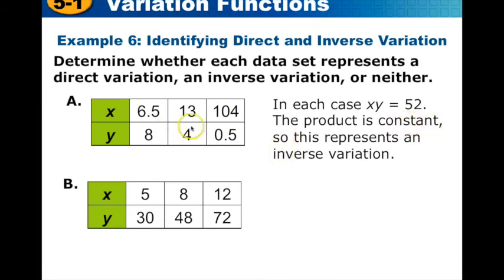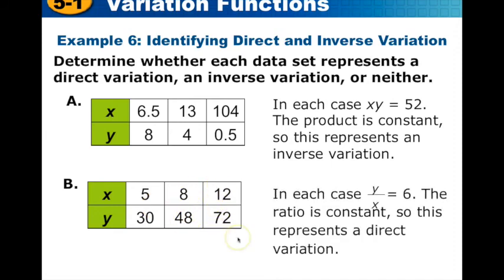So since in each case the product is constant, we get 52 each time, that means that this is an inverse variation. For the next one, it looks like the numbers are increasing for x and increasing for y, so that makes me think it's probably going to be a direct variation, but let's divide the numbers to be sure. 30 divided by 5 is 6, 48 divided by 8 is 6, 72 divided by 12 is also 6. So, since in each case we have a constant ratio, that means it's going to be direct variation.